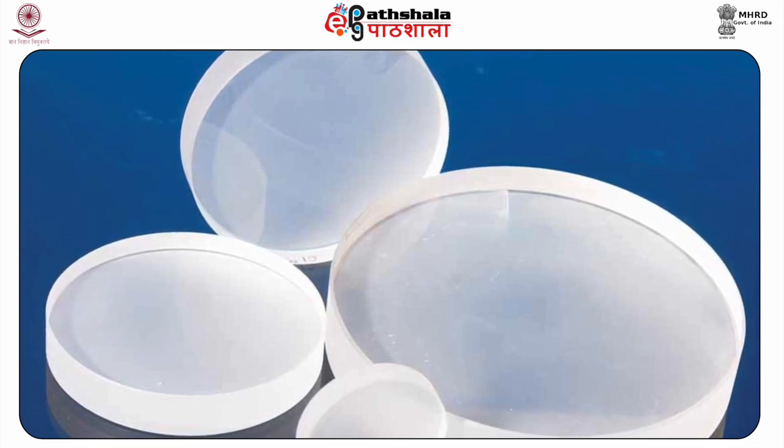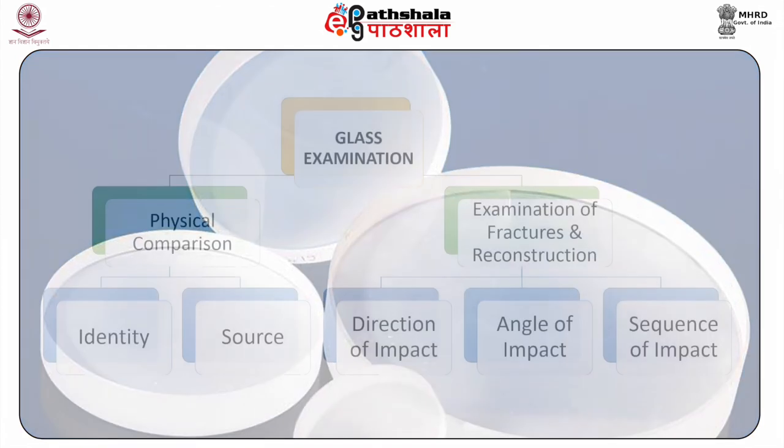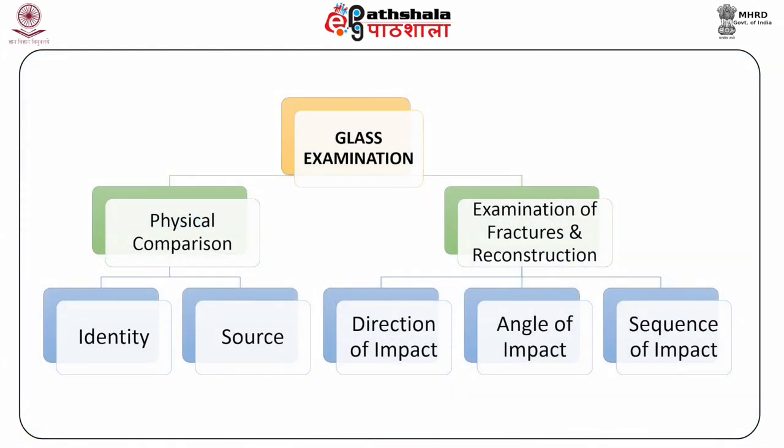Various methods of examination are used for unveiling of the true identity of a glass. The forensic examination of a glass may be undertaken in two steps. One is the physical comparison of suspected and controlled glass fragments for their identity and source correspondence, and secondly, the examination of fractures on broken glass fragments and their reconstruction for determining the direction, angle, and sequence of impact of projectile. Let us take physical comparison as the primary examination.